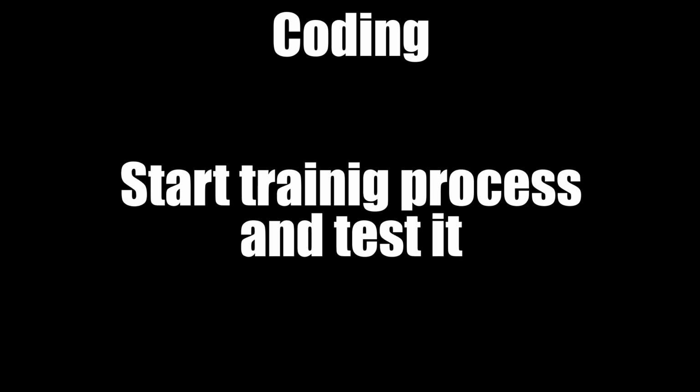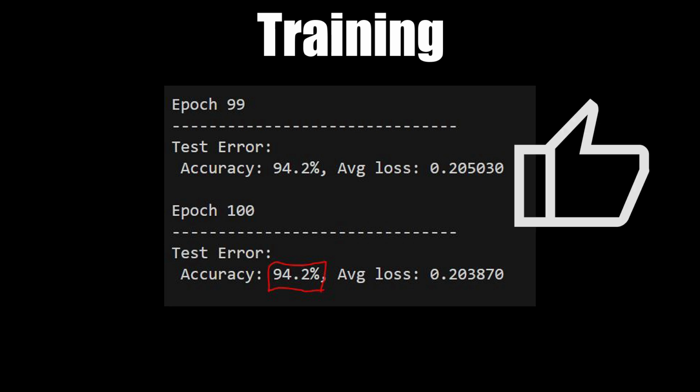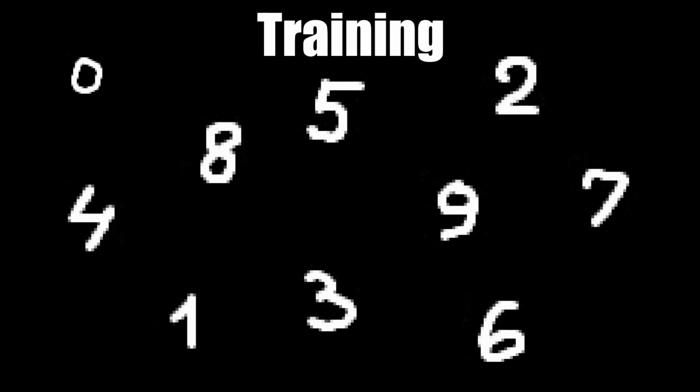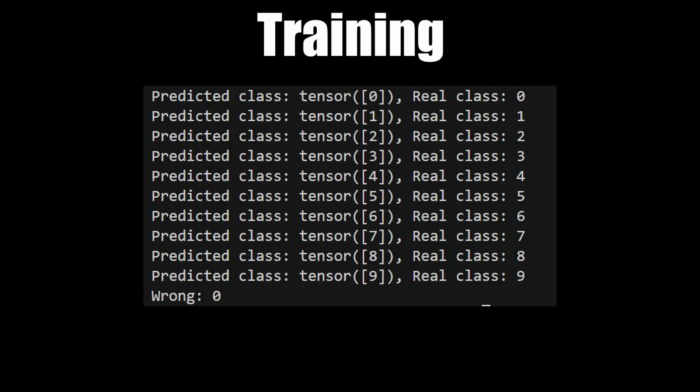Now that we've coded everything, the only thing left is to train the model and see how well it performs. I trained my neural network for 100 epochs, and it achieved more than 90% accuracy. That's not bad at all. Now let's take it a step further. We can draw our own digits in Paint and feed them into the trained neural network. And to my surprise, it got everything right.